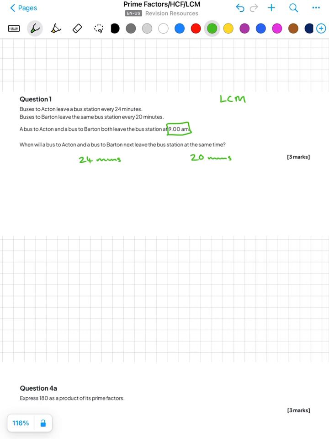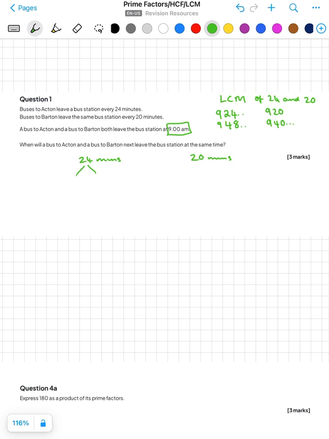I have seen students go through the times and go 9:24, 9:48, etc., then 9:20, 9:40, etc., and list out the times until they see the time that's the same for both. What we're really looking for is the lowest common multiple of 24 and 20. So you could go through the 24 times table and the 20 times table and see which one has the lowest common multiple, or we can use our prime factor trees.